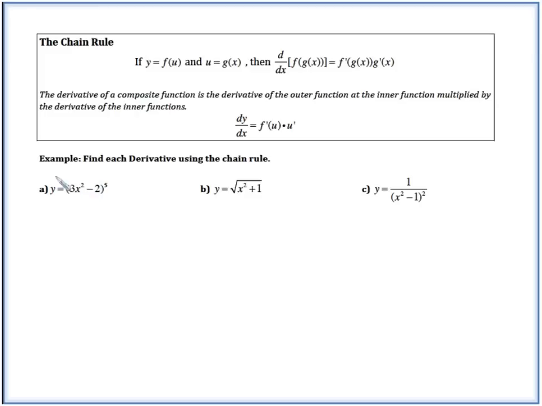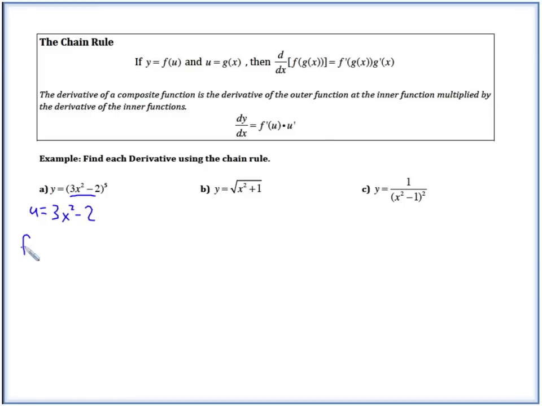Okay, so let's try some examples of the chain rule here. What we want to do is first decompose these functions. So we want to look for the inner function, which would be right here. So u is 3x squared minus 2.